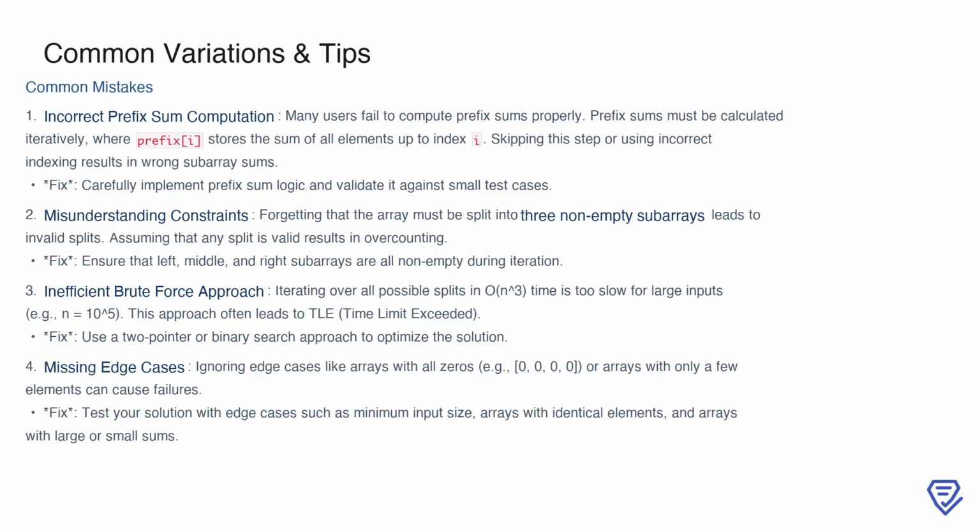Finally, watch out for edge cases. For example, arrays with all zeros or arrays that are too small to split into 3 parts can break your logic if not handled properly. Testing your solution with these edge cases is critical to ensure robustness.